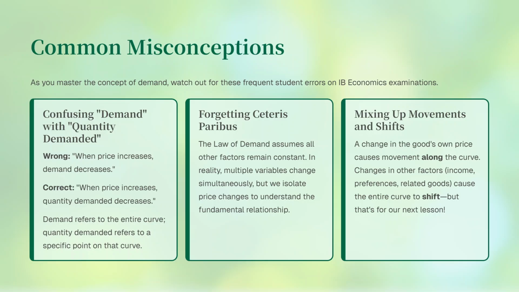Forgetting ceteris paribus. The law of demand assumes all other factors remain constant. In reality, multiple variables change simultaneously, but we isolate price changes to understand the fundamental relationship. Mixing up movements and shifts. A change in the good's own price causes movement along the curve. Changes in other factors, income, preferences, related goods, cause the entire curve to shift, but that is for our next lesson.